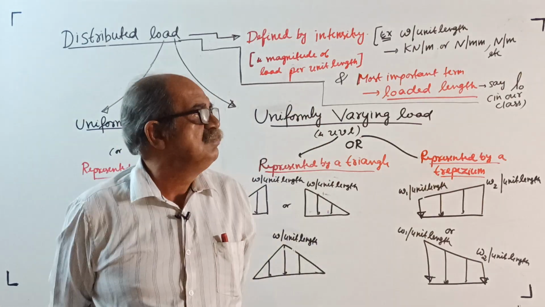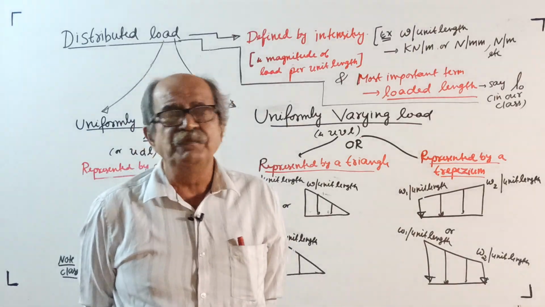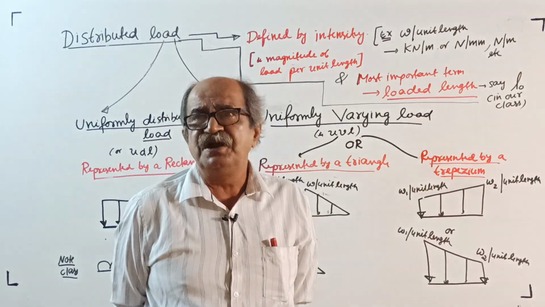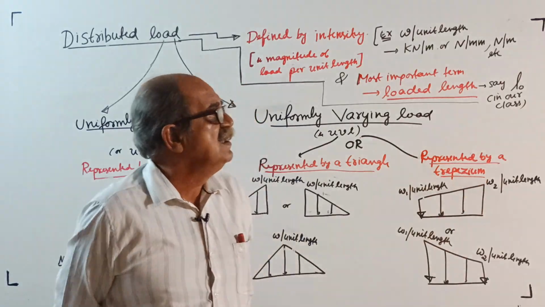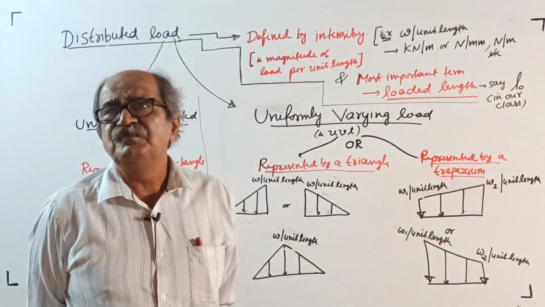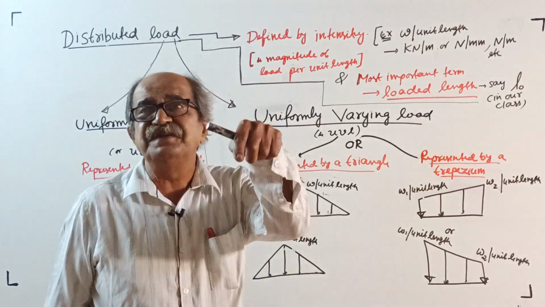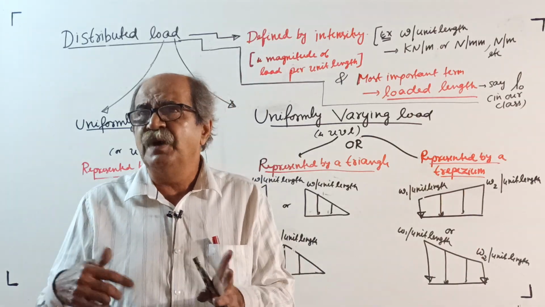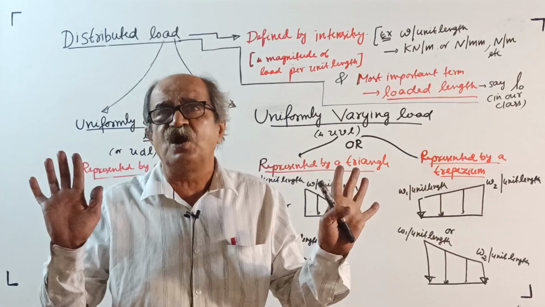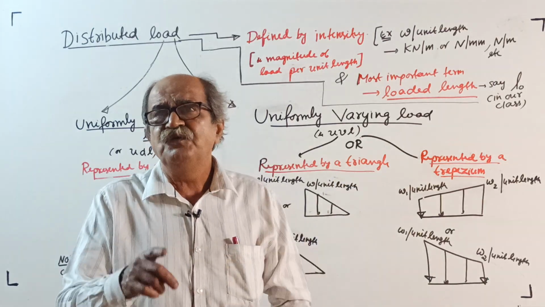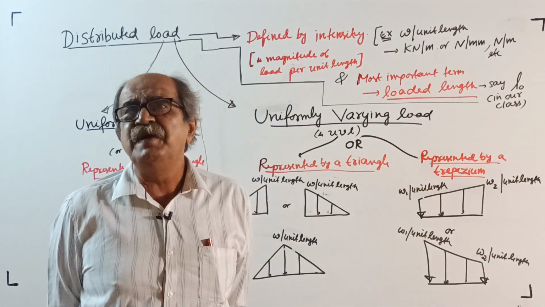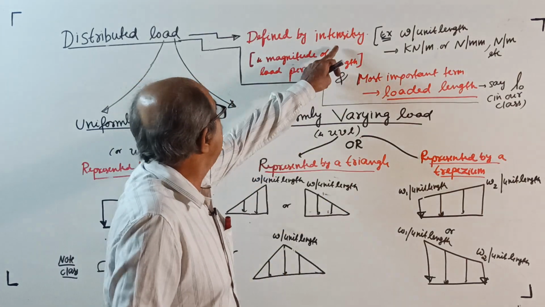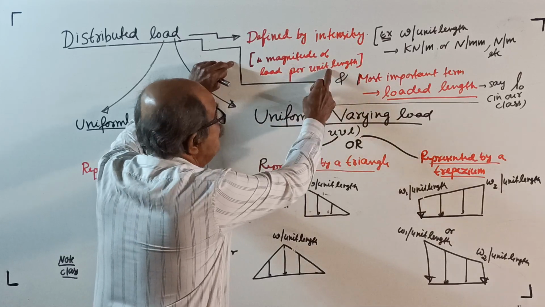Directly money. Or suppose you want to buy cloth, to stitch a pant or shirt. What is the cost? He will tell the rate: sir, it is 200 rupees per meter. It is intensity. It is money only. 1000 rupees is money, 200 rupees also is money. 1000 rupees is total, single shot. 200 rupees is the money for 1 meter length. Suppose you want to buy 3 meters, you have to pay 600 rupees. People will understand. So that is called intensity, magnitude of the load per unit length.